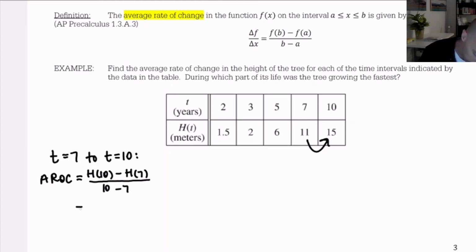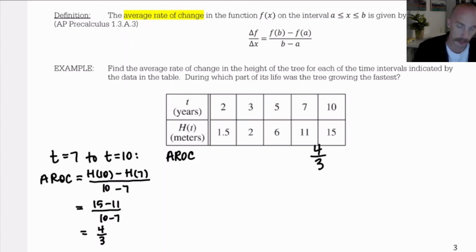Then I can look up those values from the table. 15 minus 11 divided by 10 minus 7. And that was equal to 4 over 3. And so maybe I'll just put that in, and I'm going to make a new row for this table just for average rate of change. I'll say AROC, short for average rate of change. So on the interval 7 to 10, we determined that average rate of change was 4/3.